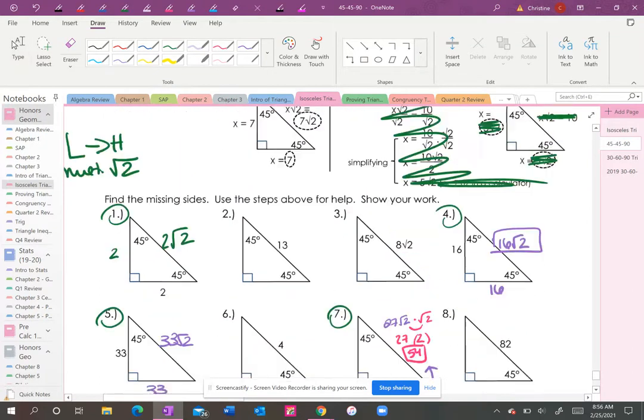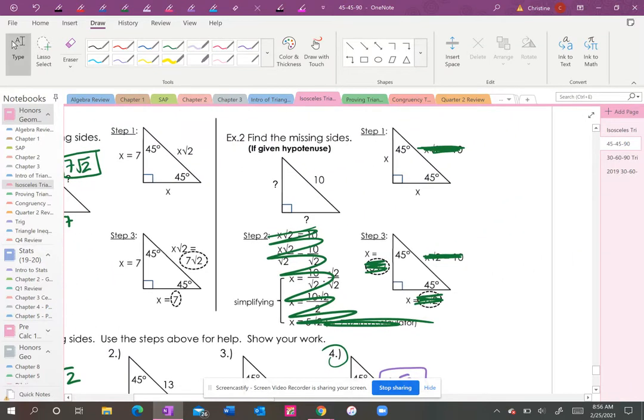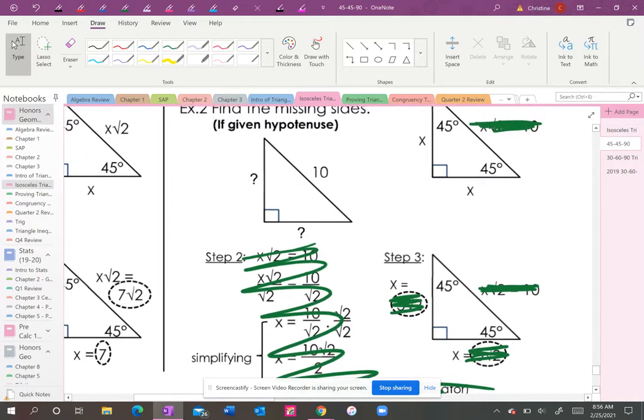Okay, so now let's talk about the hypotenuse. If you're going from the leg to the hypotenuse, you multiply by root 2. So what do you think happens when you go from the hypotenuse to the leg?